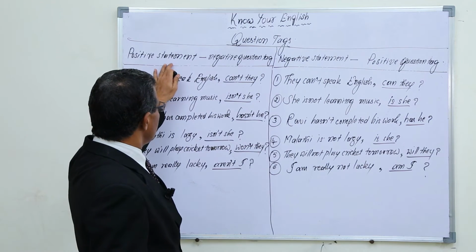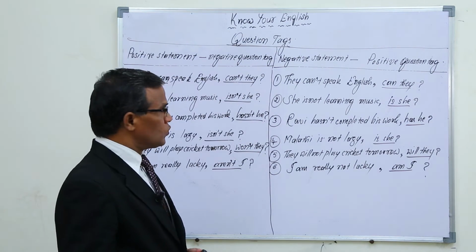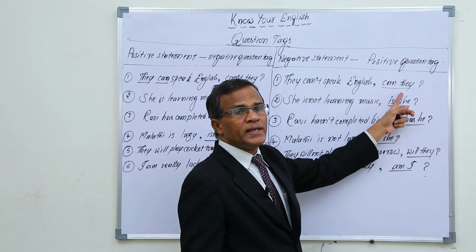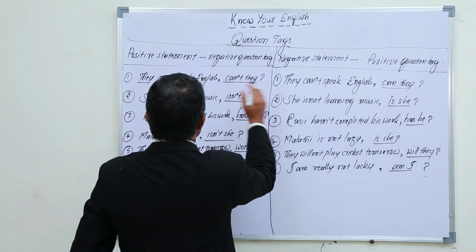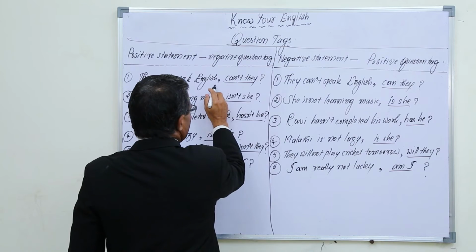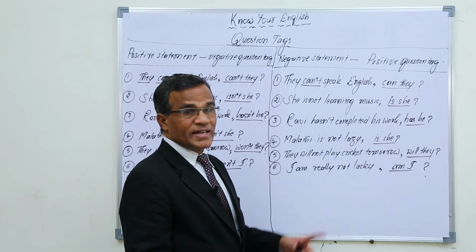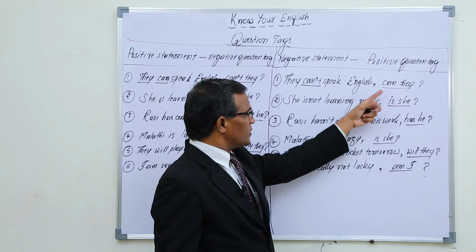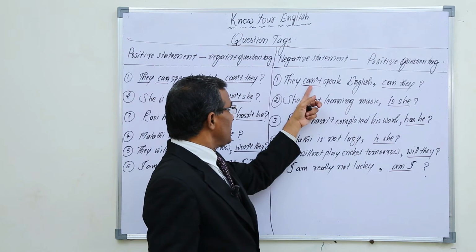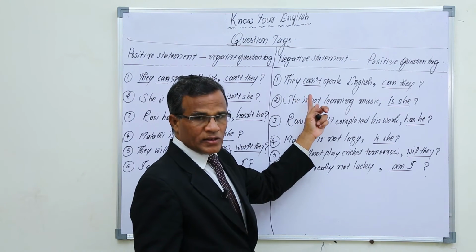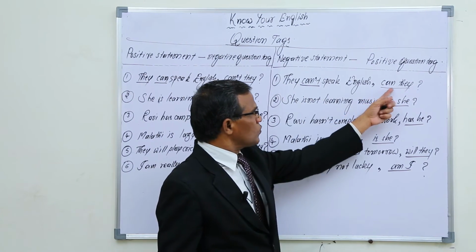When the statement is positive, a negative question tag should be used. Here, when the negative statement is there, the question tag must be positive, just the opposite of this one. Here it is positive, but here we use they can't. Can't is negative. They can't speak English. Then the question tag is simply can they, not can't they. Can they is a positive question tag.